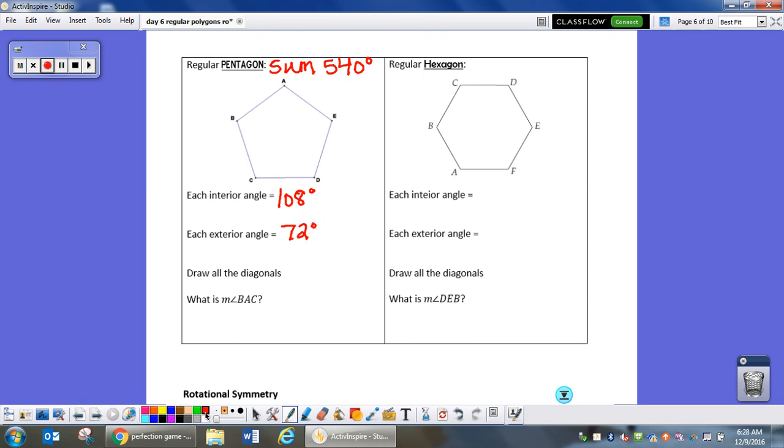And I want you to make a note. You're going to draw all the diagonals from angle A. And I knew I want to draw from angle A because the next question is asking for the measure of BAC. And A is the vertex of that angle. So that's going to tell us where to draw from.